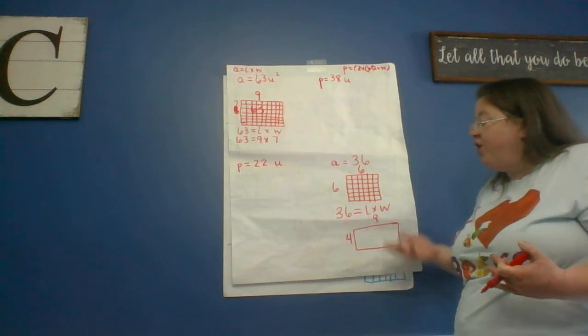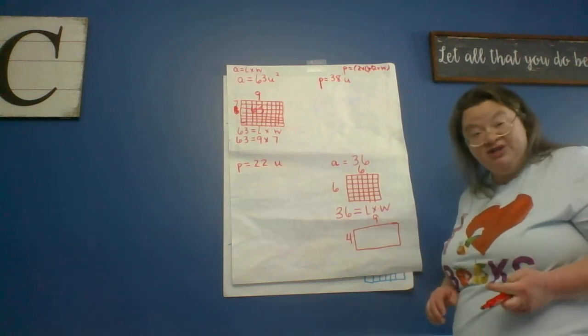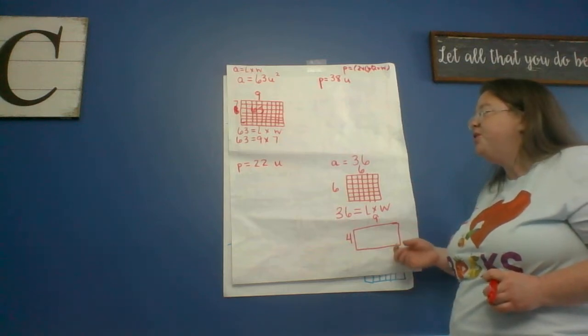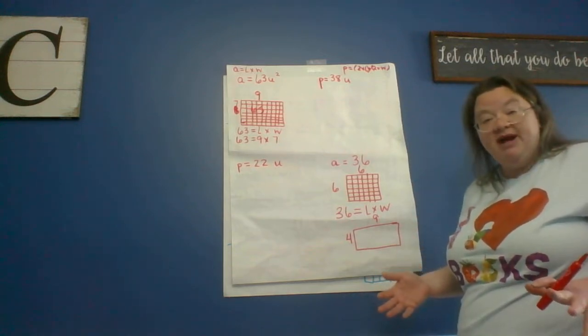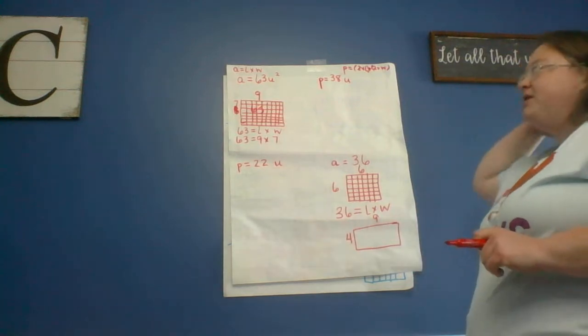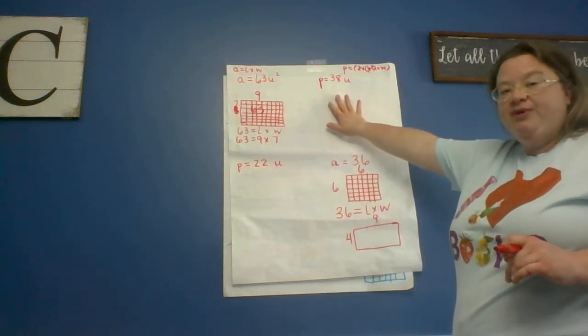Okay, so there's even another answer you could do here. You could do 3 times 12. So you don't have to think of all the possible combinations, just one that works for that number, okay? So now I'm going to shift to perimeter.